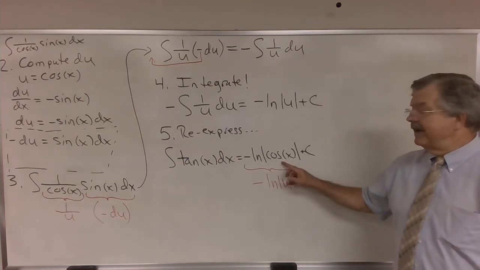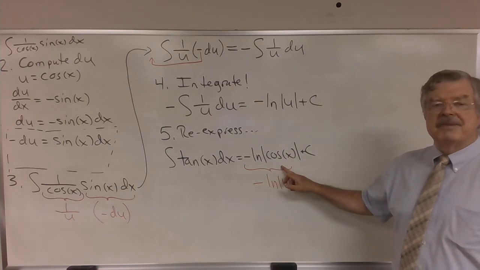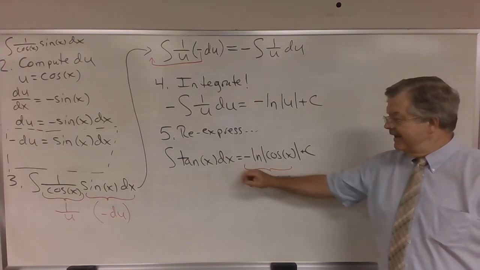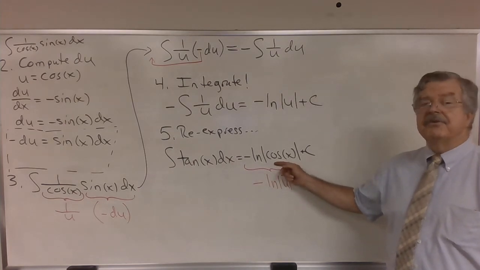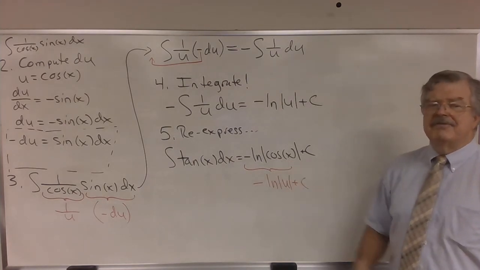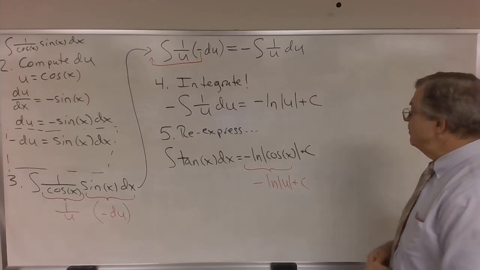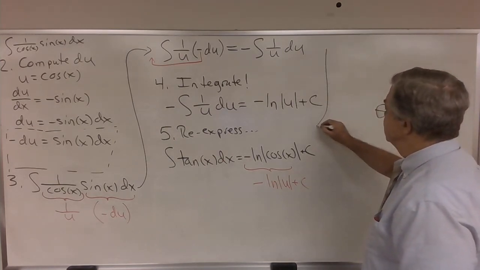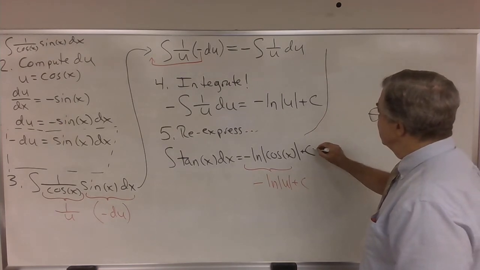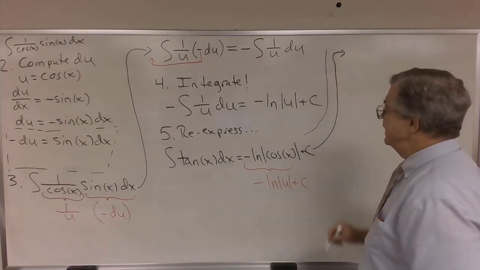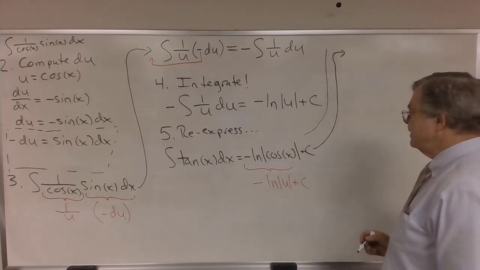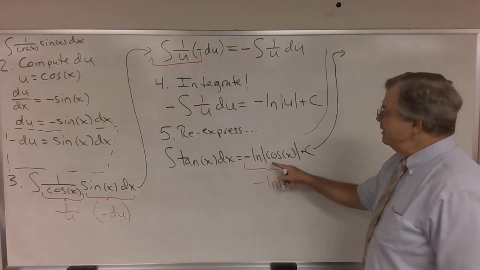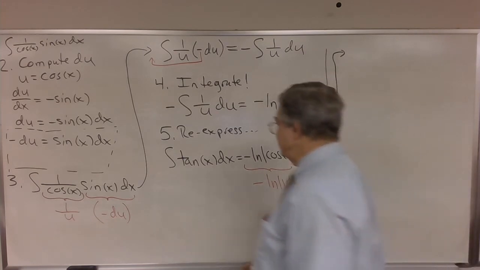Oddly enough, our text is the only text that's ever been written that has this as the integral of tangent of x. This is correct, but it's not the common form. So permit me to write the form that other texts have. This is negative 1 times natural log of cosine of x.